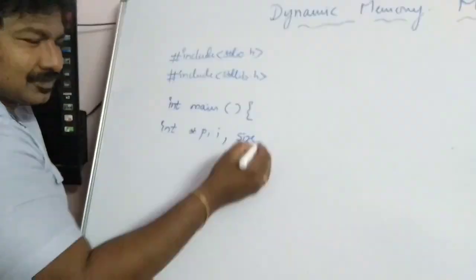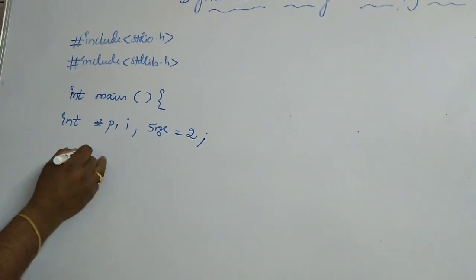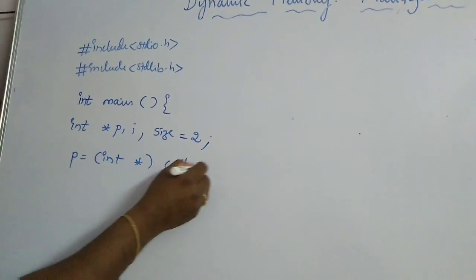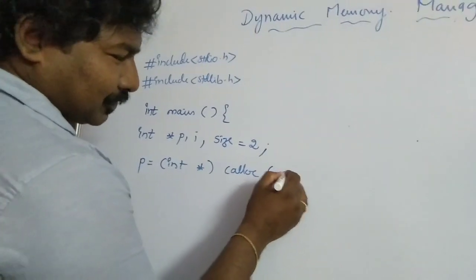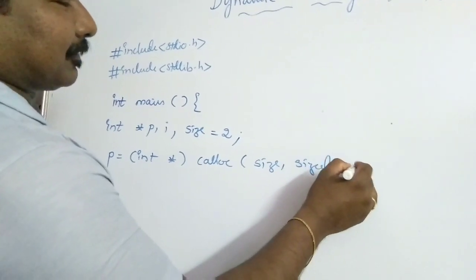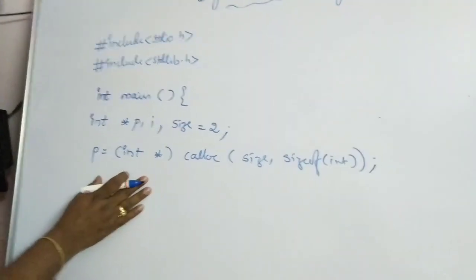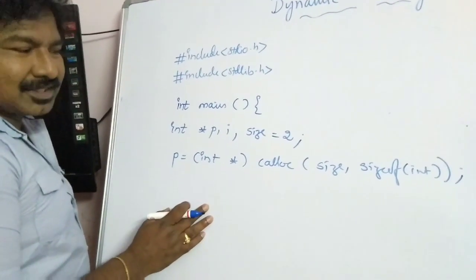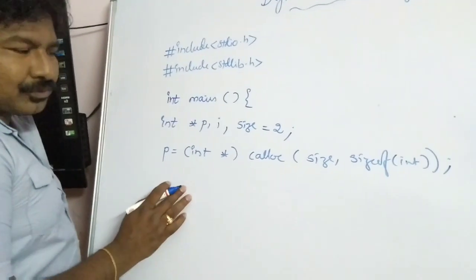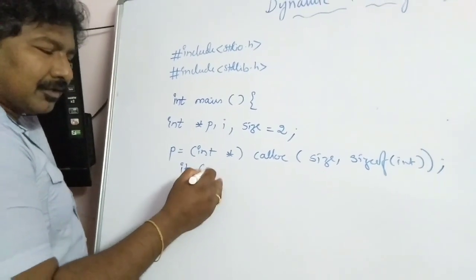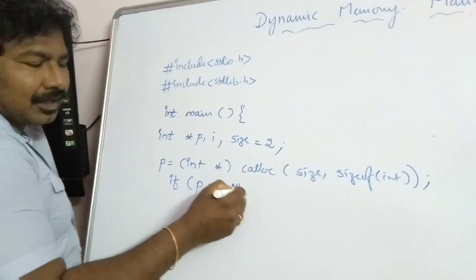I'm taking a variable size. Initially I am giving that value as 2. Now I will create my array. P is equals to, for casting I am using int star calloc function, and we have 2 parameters. One is the size value and another one is the size of integer. So this calloc function will create an array with the size 2. That means you can store 2 values into that array. I have already told you that whenever you are using a calloc or malloc function, you need to check whether the memory is allocated or not. For that you need to check if p is equals to null.